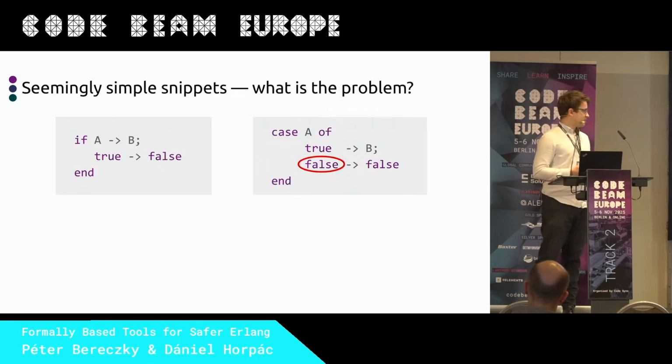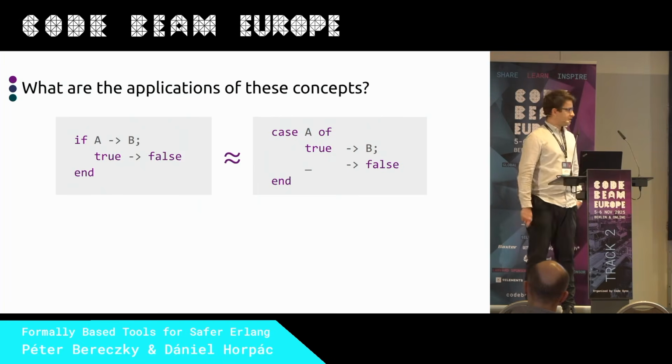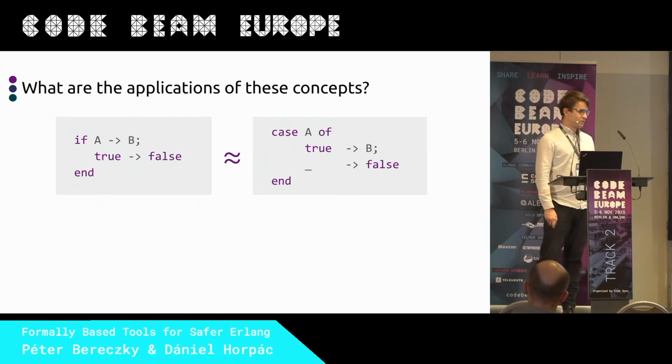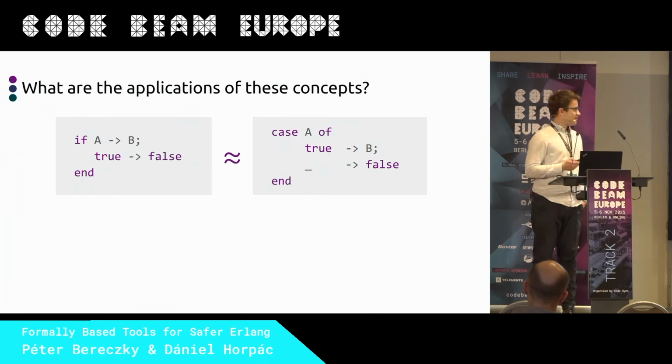So getting back to the codes, we can fix this formula. We can prove the equivalence of these two snippets if we eliminate the false pattern and use a wildcard there. And we have a formal proof of such an equivalence. Why is this good for you? Well, why is this applicable? Let me generalize this a bit.